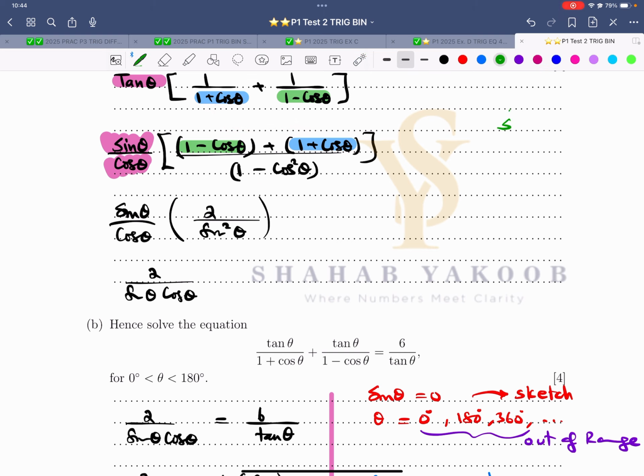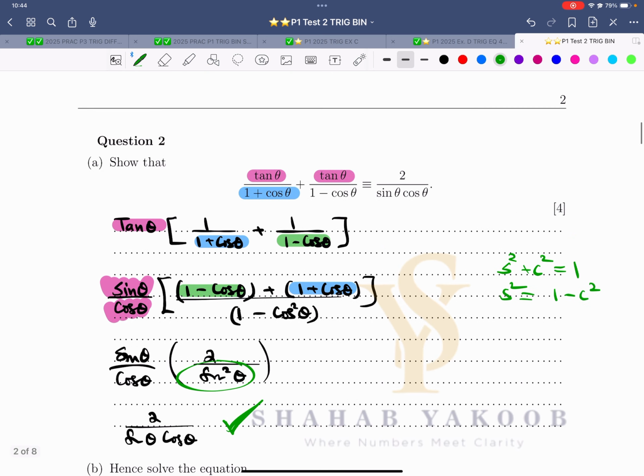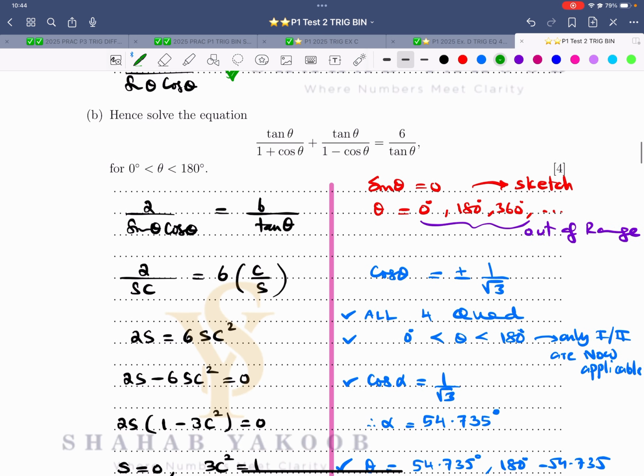And we know that sine squared plus cos squared equals 1. Therefore, 1 minus cos squared is actually sine squared. So that is how this thing is changed. And then you do the simplification and you get this answer. So that was pretty obvious, nothing special.